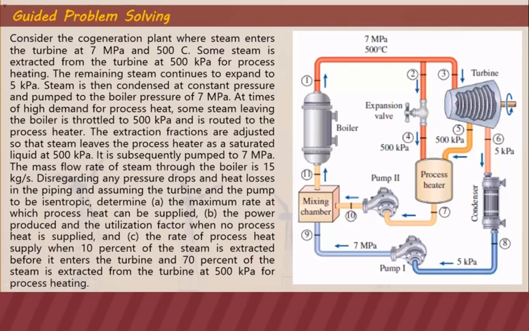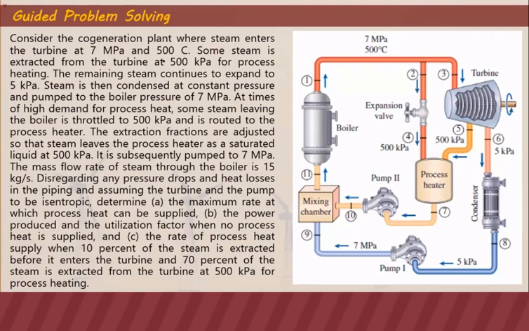Here is a guided problem solving related to our topic, the cogeneration cycle. Consider a cogeneration plant where steam enters the turbine at 7 megapascal and 500 degrees Celsius. As you can see here, it enters the turbine at 7 megapascal and 500 degrees Celsius. So we can see that 1, 2, and 3 are the same state.